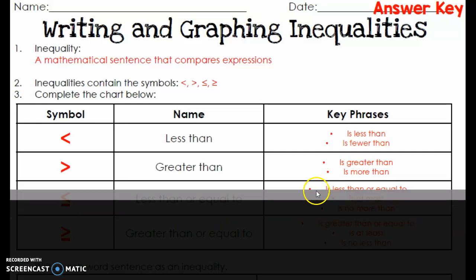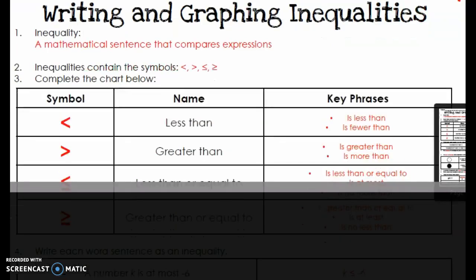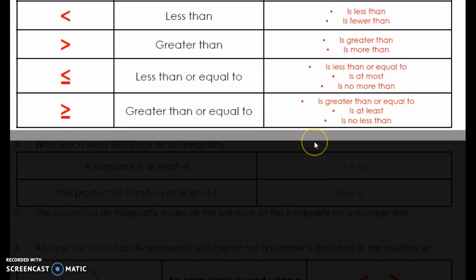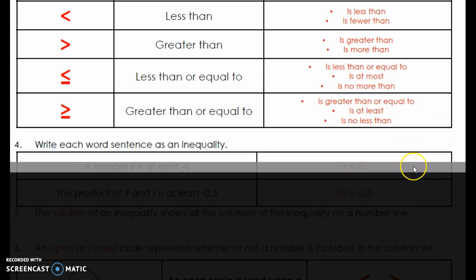I'm going to move my shade up because now we need to move our screen down. So we just did less than or equal to. Now we're going to do greater than or equal to. This sign means that the number on the left is greater than or equal to the number on the right, or the expression is at least the value of the number on the right, or is no less than the value on the right. Make sure you write all these things down. If you need to pause, we can pause. I'm going to slide this down a wee bit more.